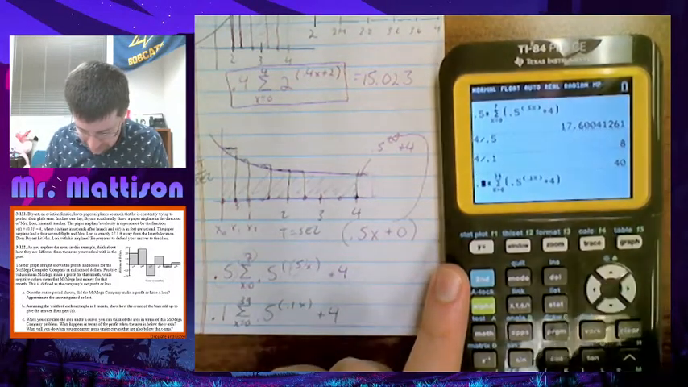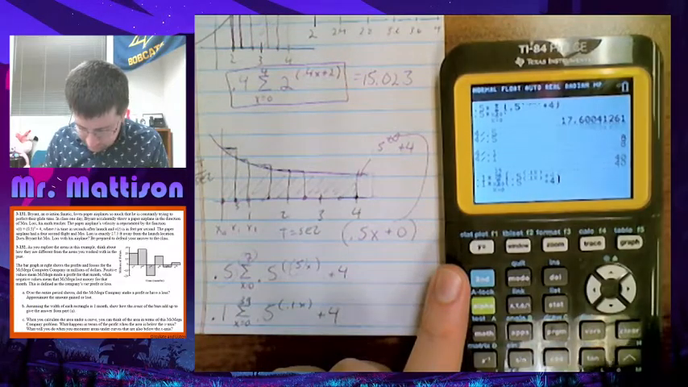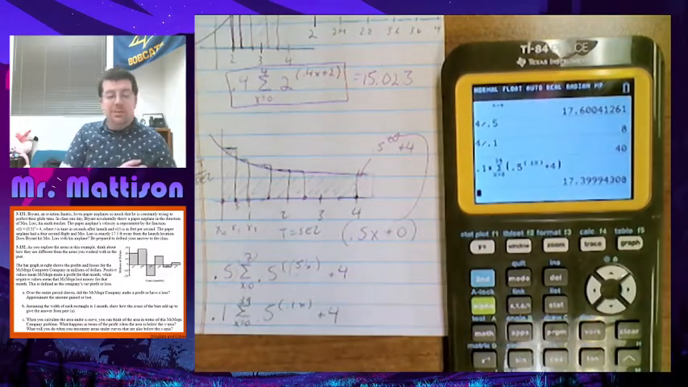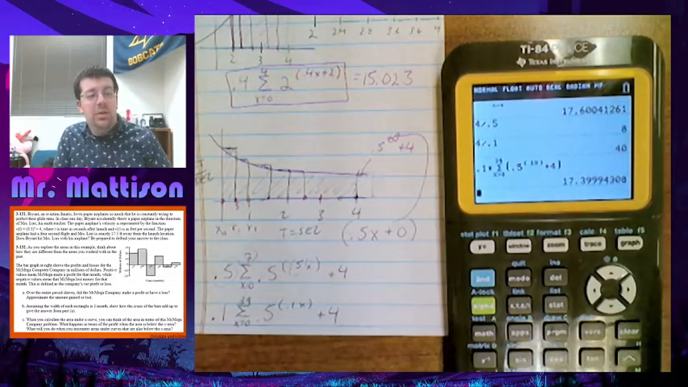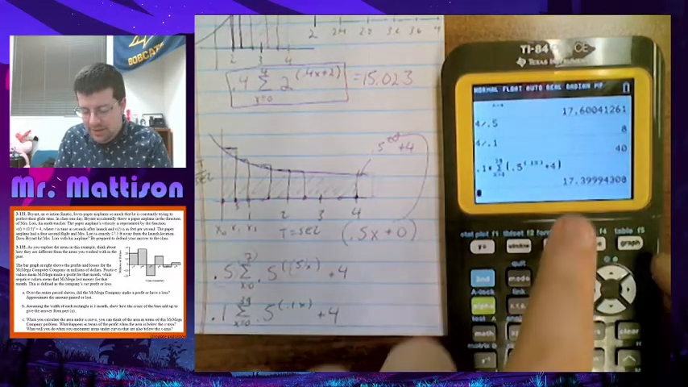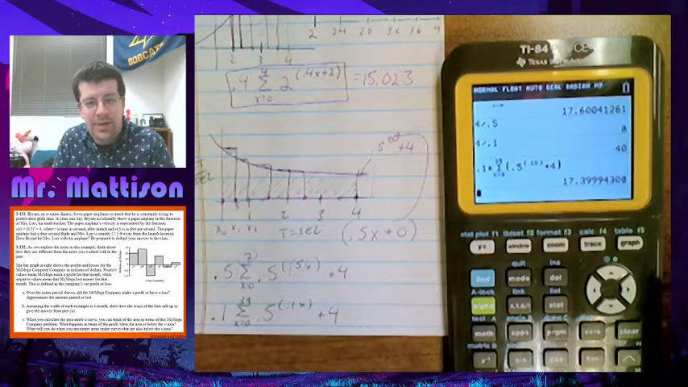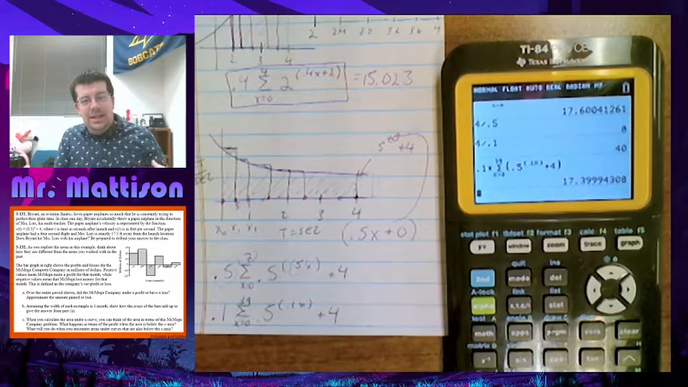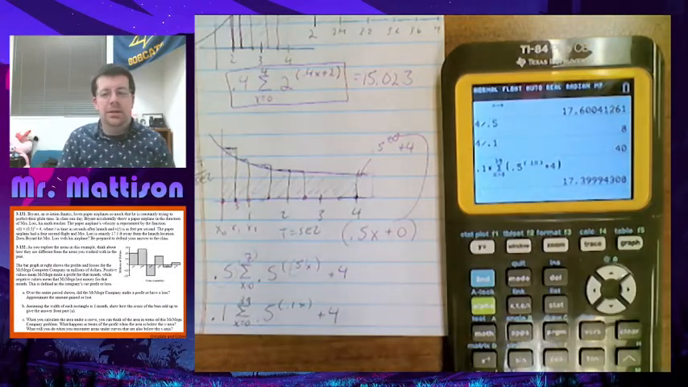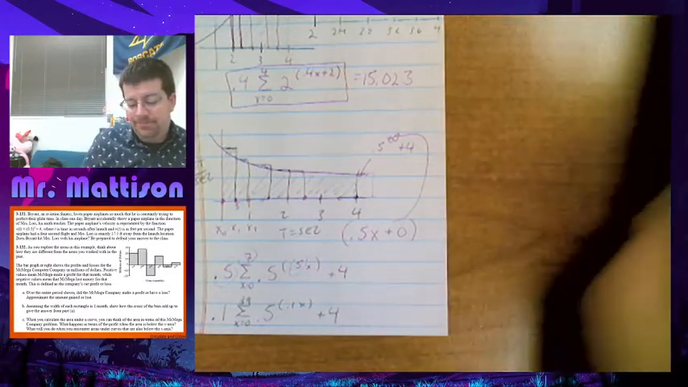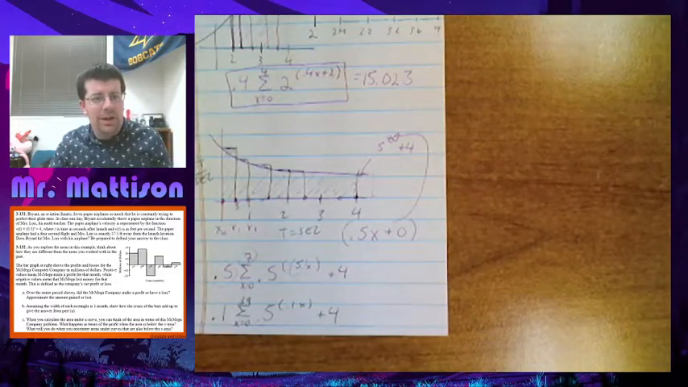This 0.5 is now a 0.1. I get 17.399. Awesome. So I know that this is an overestimate, and it is 17.3999. So that is less than the distance, so it will not hit Mrs. Lori. Right? So there's how I can do that.